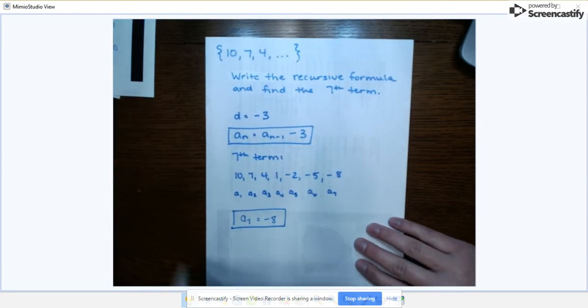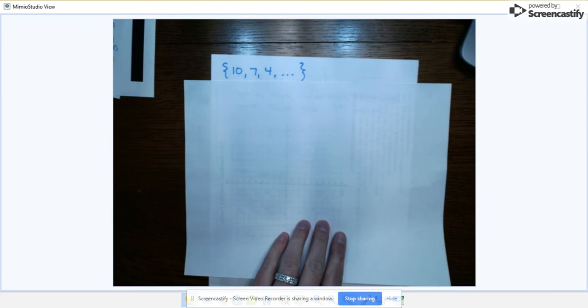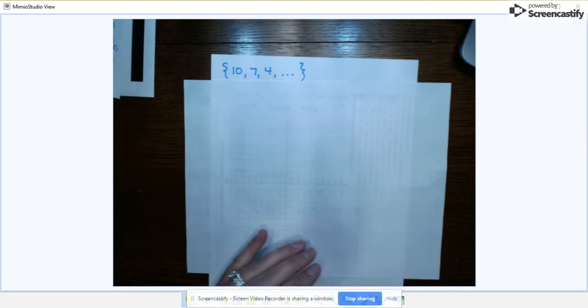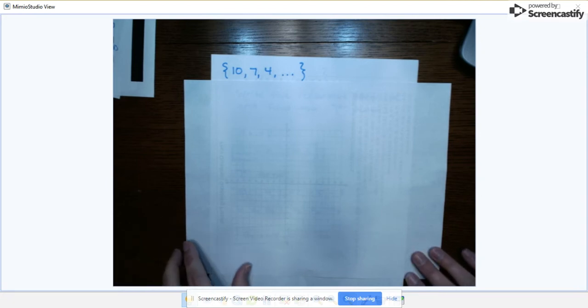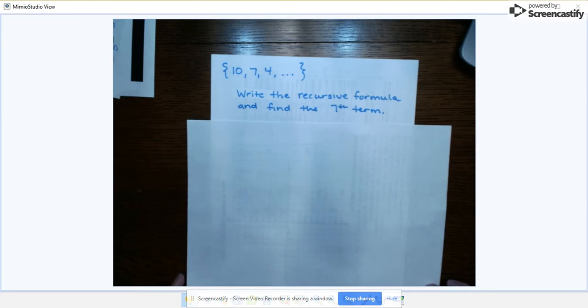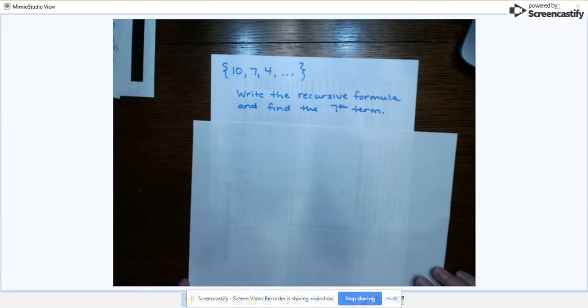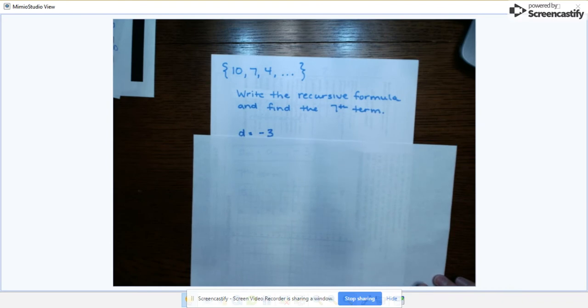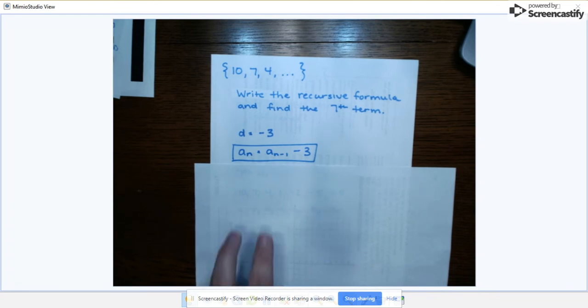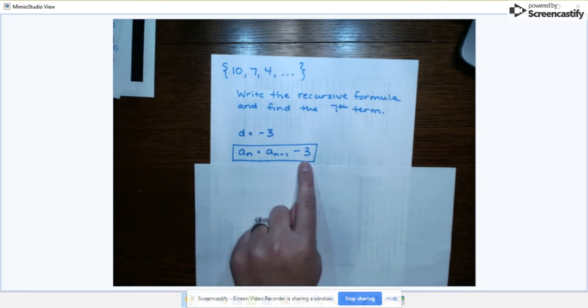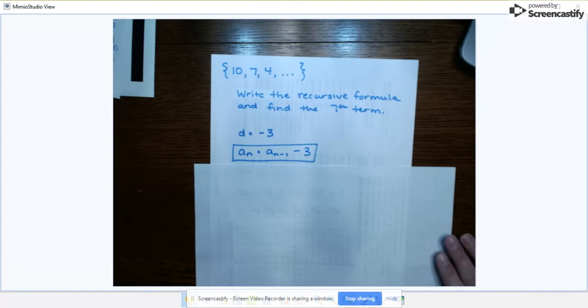All right, here is another example. 10, 7, 4. Ask yourselves, is this arithmetic? Well, we seem to be subtracting the same constant every time. We're subtracting 3. So our goal is to write the recursive formula and then find the seventh term. So our common difference we said was -3. So our recursive formula looks like this. Remember, these two pieces will always be there. And then we just change our common difference.